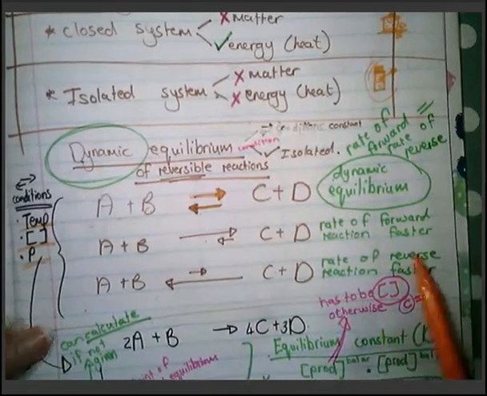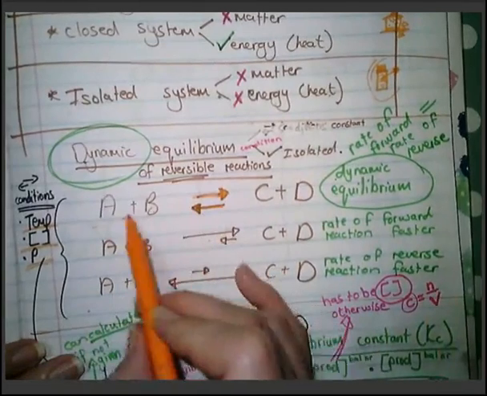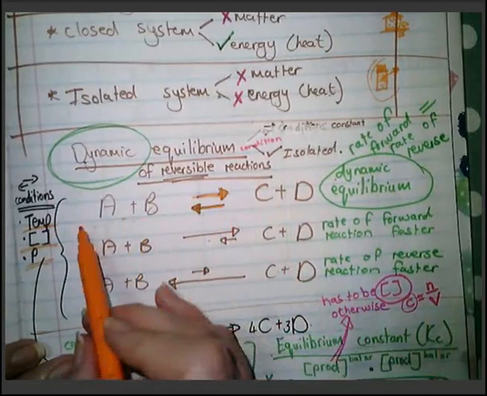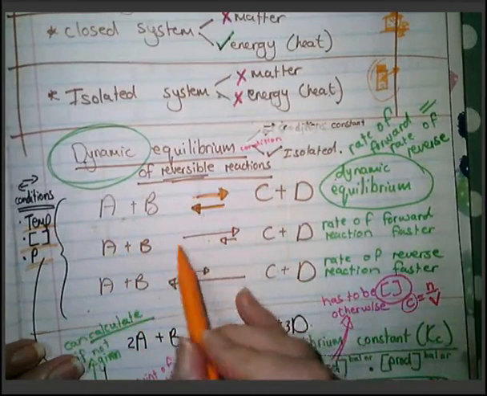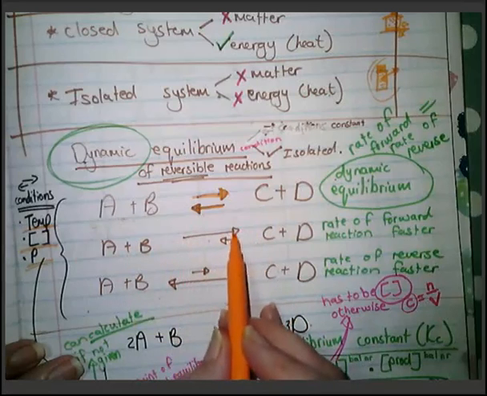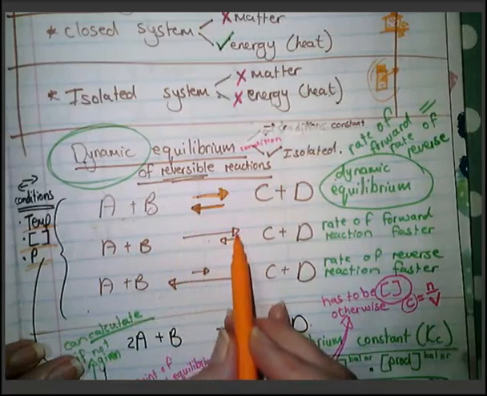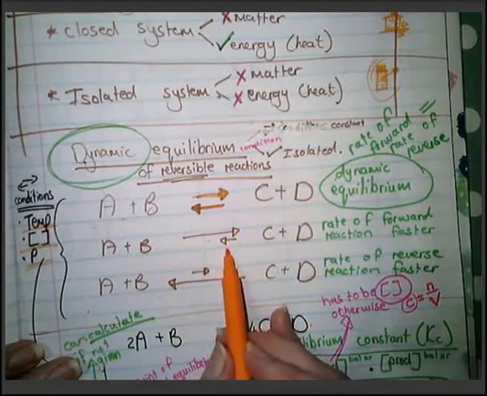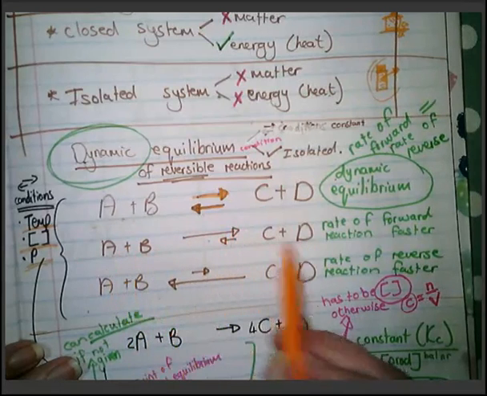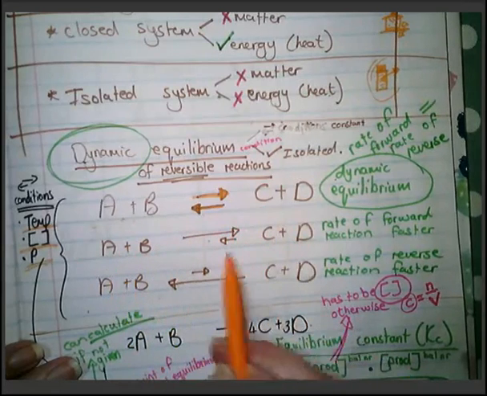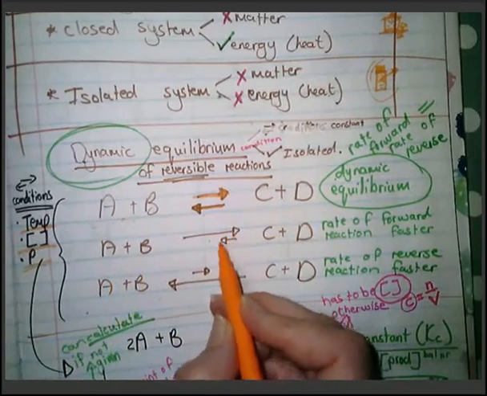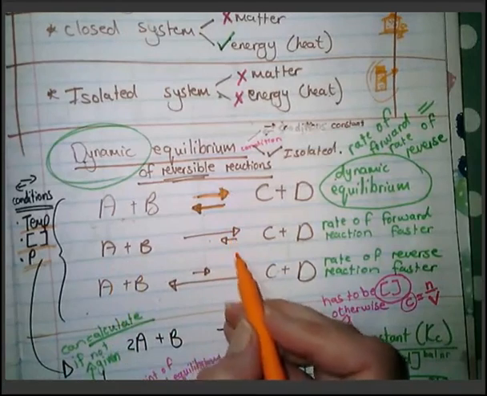Okay, now, A and B form C and D at exactly the same rate that C and D forms A and B again. If we write the arrows like this, this means that the forward reaction has a faster rate than the reverse reaction. So this means that A and B is forming C and D much faster than C and D is forming A and B again. So this indicates the difference in the rate of the reaction.